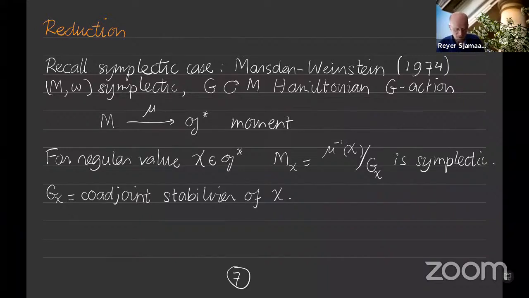This much about log symplectic manifolds. Let's move on to reduction. And let me first recall the symplectic case, the classical Marsden-Weinstein reduction, where you typically reduce the symplectic manifold with respect to a vector-valued map in the dual of the Lie algebra. For a regular value, you take the fiber, and in good conditions, the coadjoint stabilizer of that point will act freely on that fiber, and the quotient manifold is symplectic.